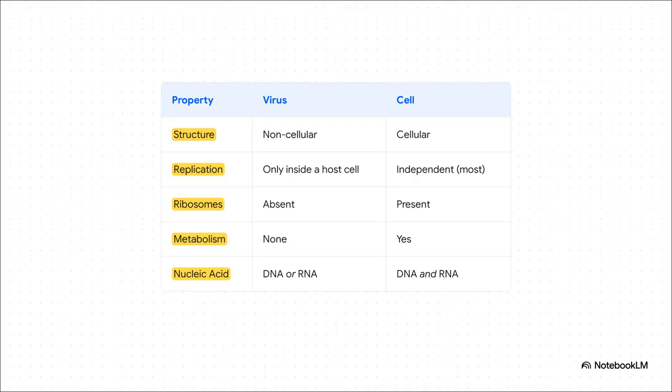And when you put them side by side with a living cell, the difference is just stark. A cell is like this bustling, self-sufficient factory, right? It's got all the machinery, ribosomes for building things, a metabolism for energy. But a virus? It's just the blueprint. It's got the instructions, either DNA or RNA, but never both. And that's it. Zero equipment to actually carry them out. It's a set of architectural plans with not a single construction worker on site.